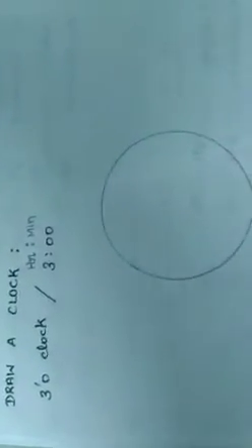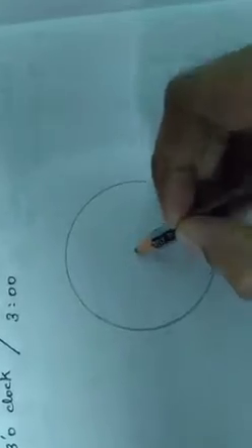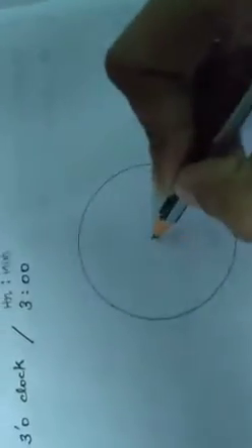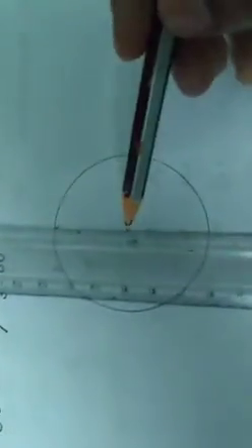First, draw a clock. The first step is to draw a circle. The next step is to put a middle point. You already know that the face of the clock is marked with the numbers 1 to 12. Above the midpoint is the number 12. Take the scale and keep it like this.